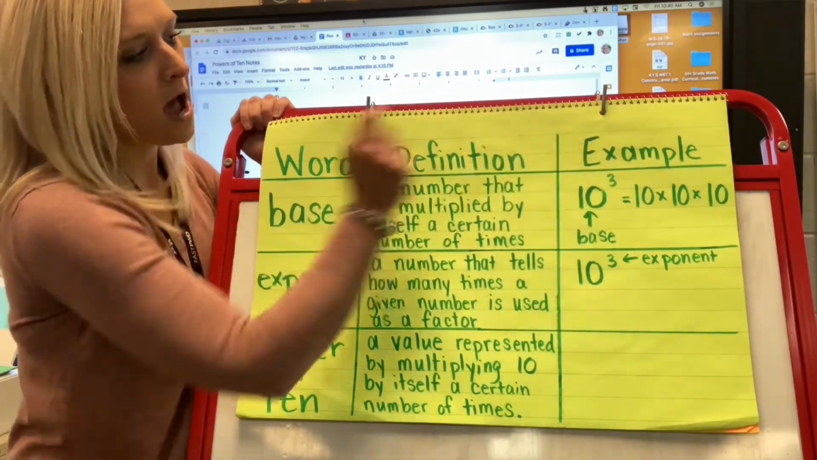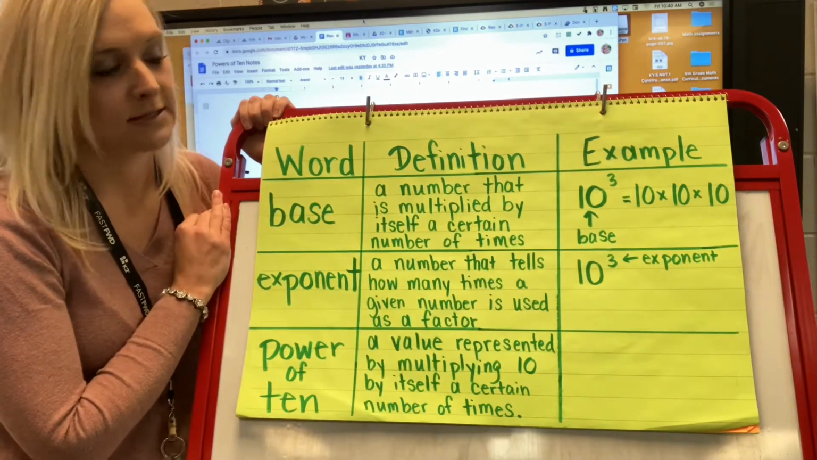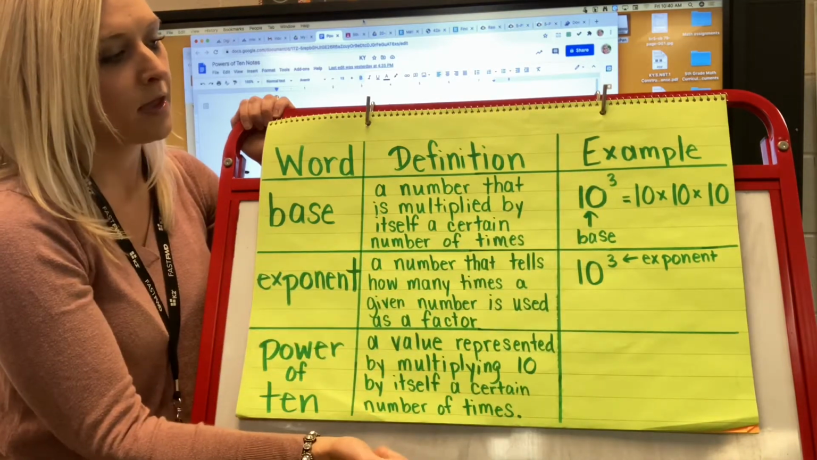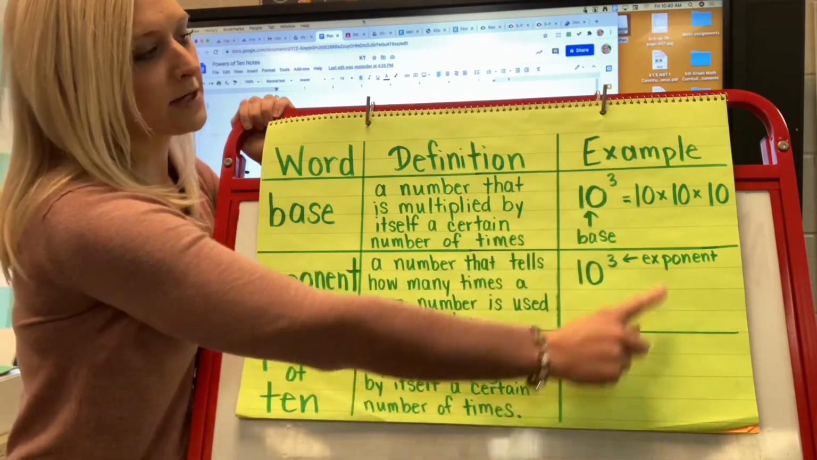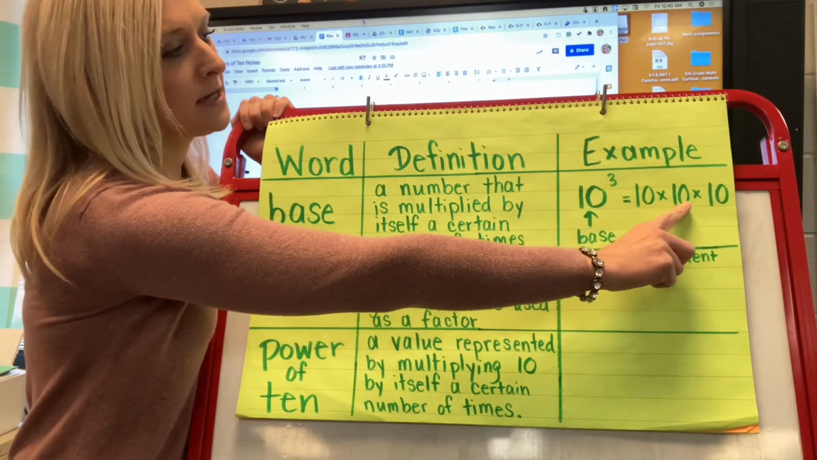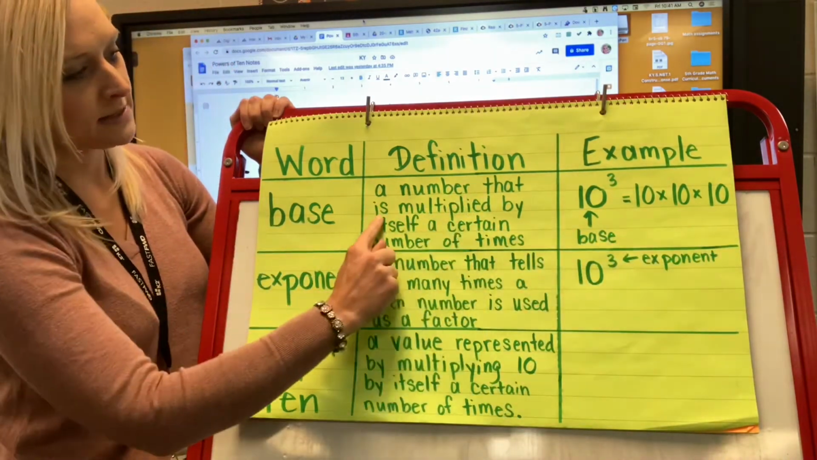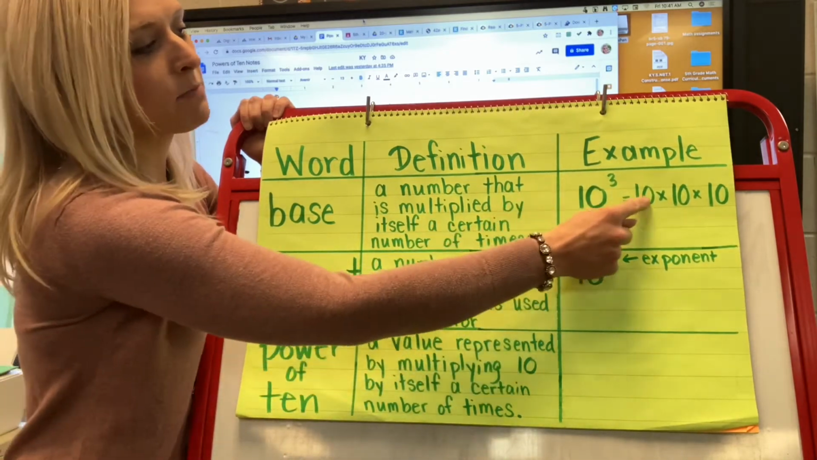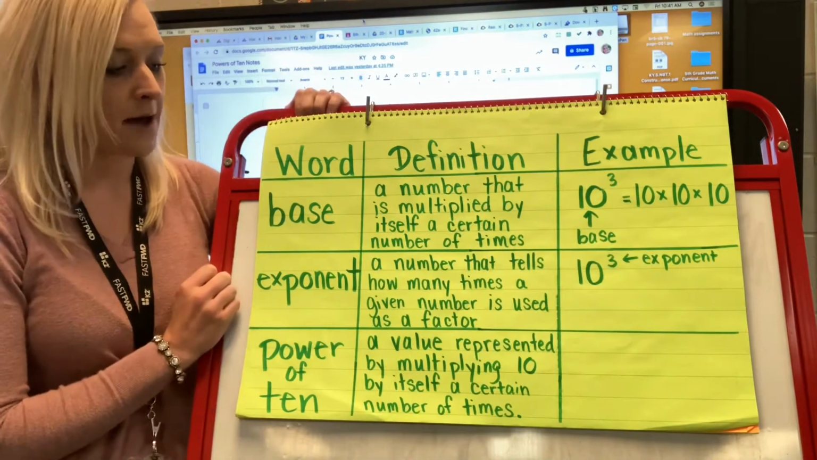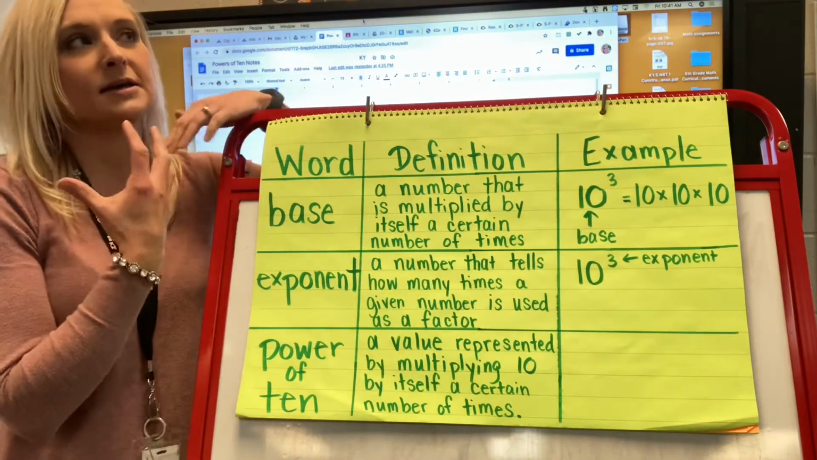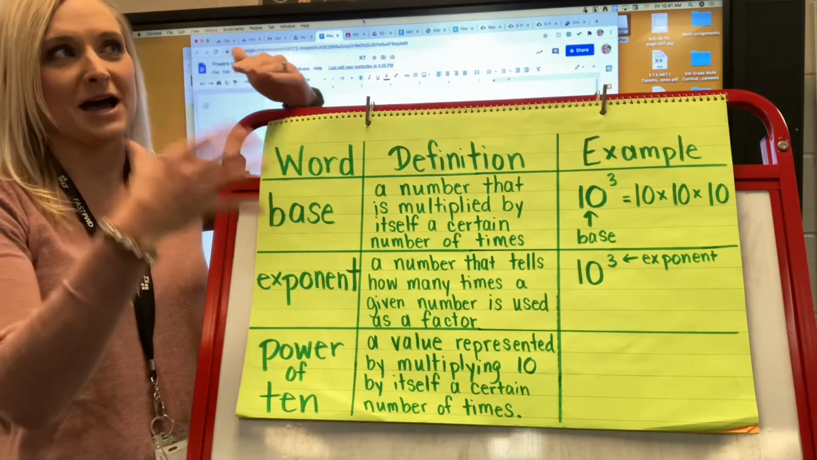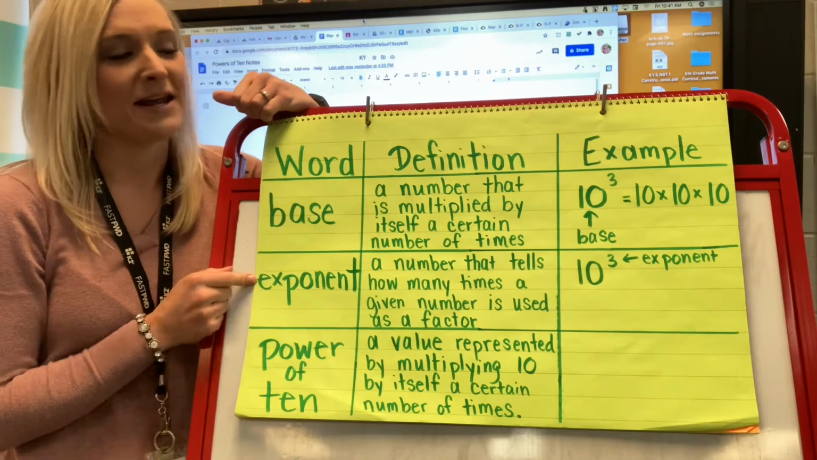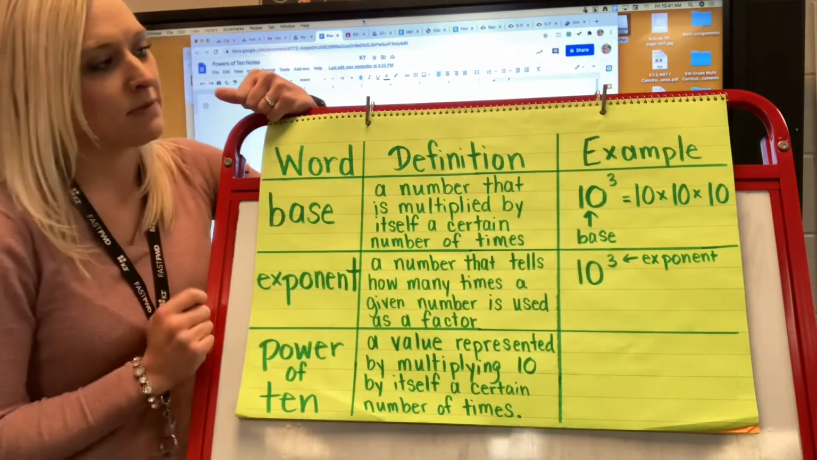And the 3 up here is what we call an exponent. Okay, and we're going to learn what that is in just a minute. But that 10 is the base. Okay. And 10 to the 3rd power actually means 10 times 10 times 10. So a number that is multiplied by itself a certain number of times. So that 10 is being multiplied by itself a certain number of times. Guess what the number is that tells us how many times it's multiplied by itself? You guessed it. It's the exponent, and it's that little tiny 3 up in the air.